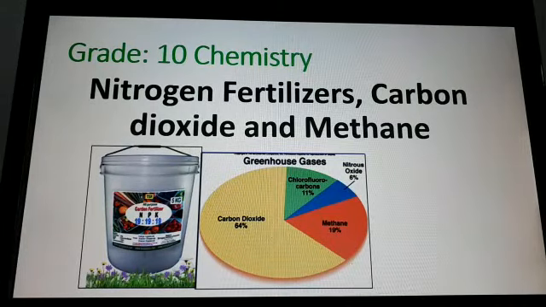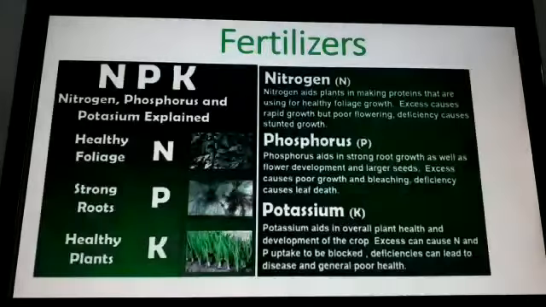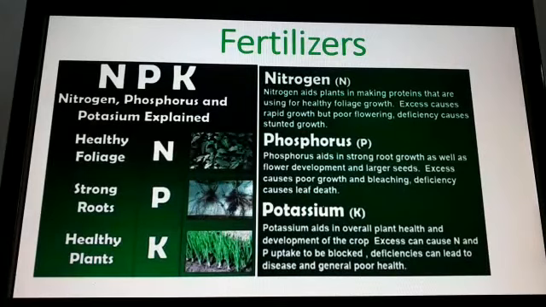This is grade 10 chemistry, portion nitrogen, fertilizers, carbon dioxide and methane. Actually, this is a continuation of the previous video, water and air. Here we are discussing fertilizers. But do you know what fertilizers are? Fertilizers are any substance added to the soil to make it more fertile.